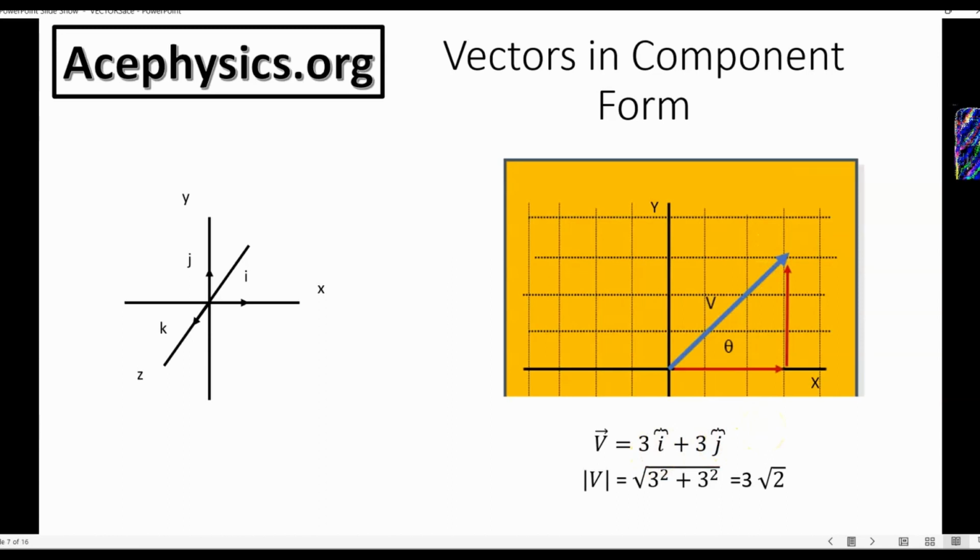The magnitude of v is the square root of the x component squared plus the y component squared. The magnitude of v equals the square root of 3 squared plus 3 squared, which equals 3 root 2, and that's the length of this vector v.